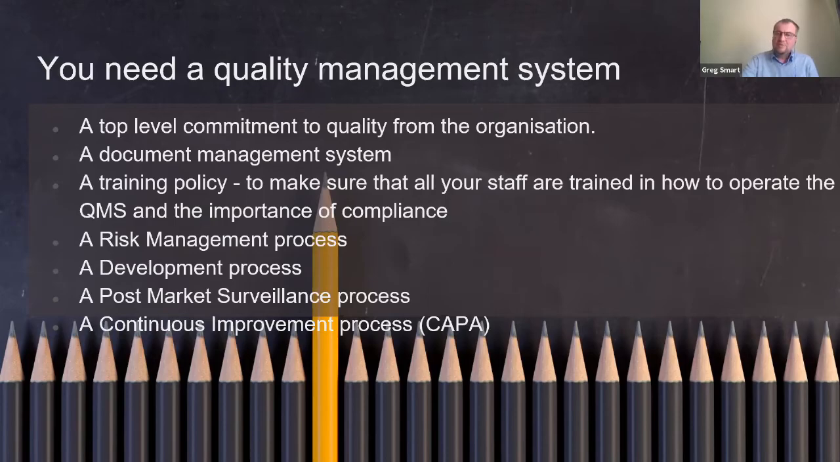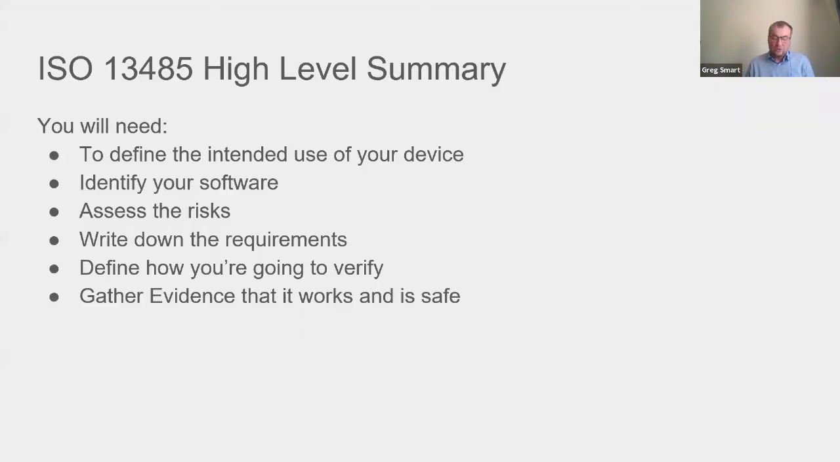So with your QMS in place, you then need to look at more specific issues around your product. So some pointers from 13485. You need to define the intended use of your device. Now, this is really important. The way that you describe how you intend your device or software to be used can have quite a big impact on where you fall in terms of the classes.